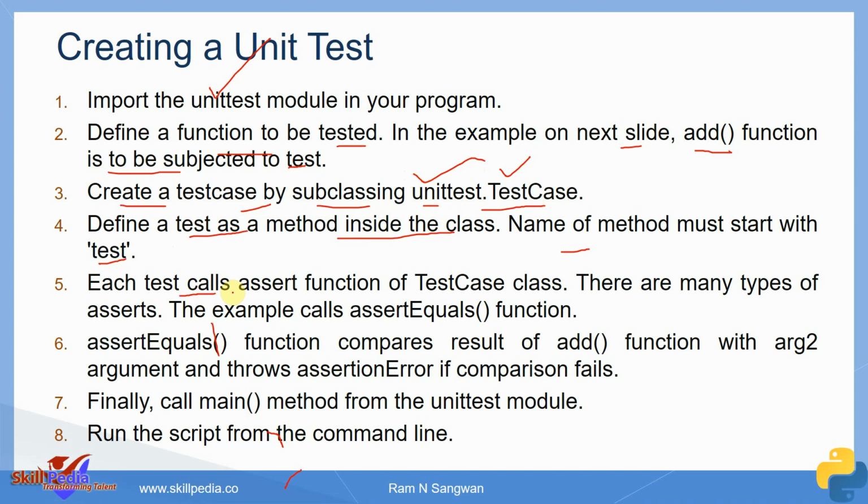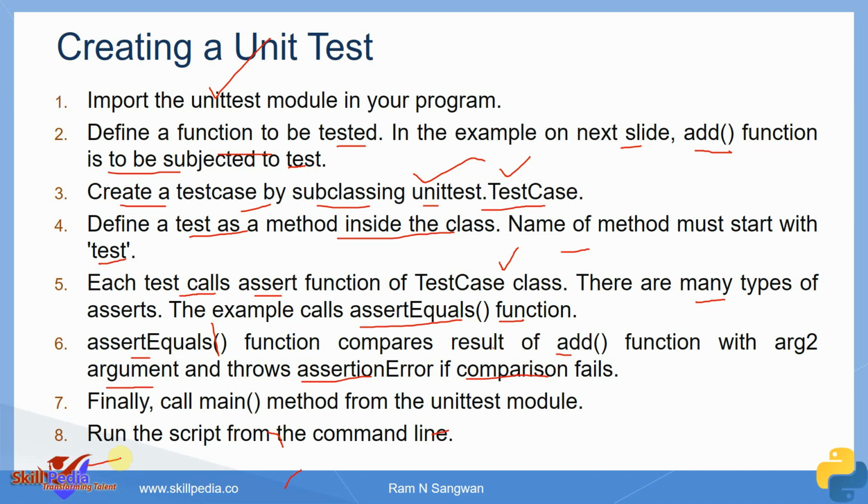Each test calls an assert function of the TestCase class. There are many types of asserts. For example, it calls the assertEqual function. The assertEqual function compares the results of the add function with two arguments and throws an assertion error if the comparison fails. Finally, we call the main method from the unittest module. Run the script from the command line.